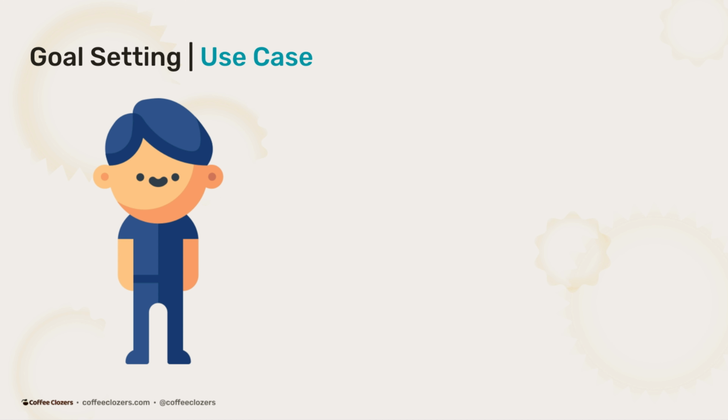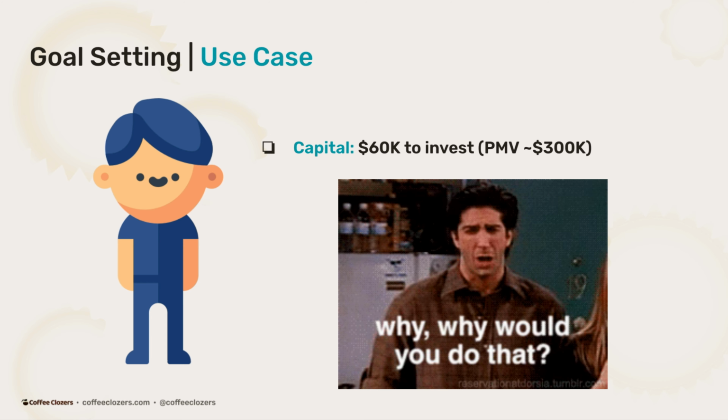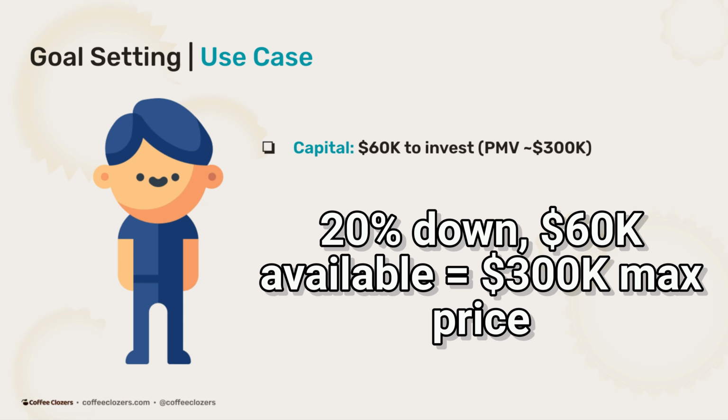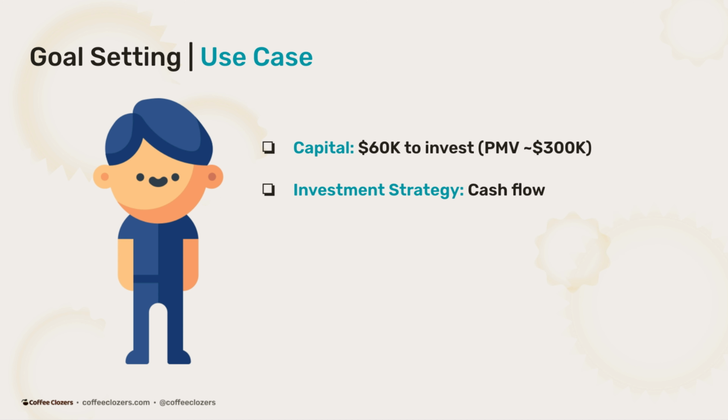But how does this actually translate to the strategy? How do we take what we know about Alex and put it into those 5 goals, based on what he can actually afford and his risk tolerance? He said he can invest 80K, but it wouldn't be smart to put all his money into an investment, right? We'd want to have reserves. So he can be conservative and put 60K down on an investment property. If he's putting 20% down, this means he can afford a property with a market value of around 300K. He doesn't want to lose money month over month and cares about cash flow, so investment strategy will be cash flow over appreciation.